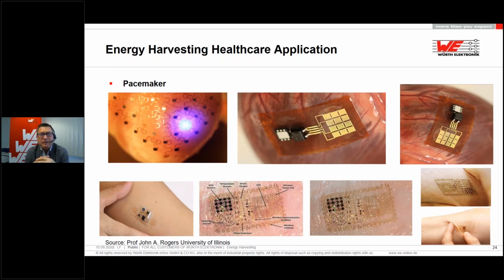They can do a pacemaker just by harvesting the energy from the mechanical heartbeat. This is so weak that even the heart doesn't get damaged or anything like that. Also, the same team from Professor Roger make this kind of sticker for the body.